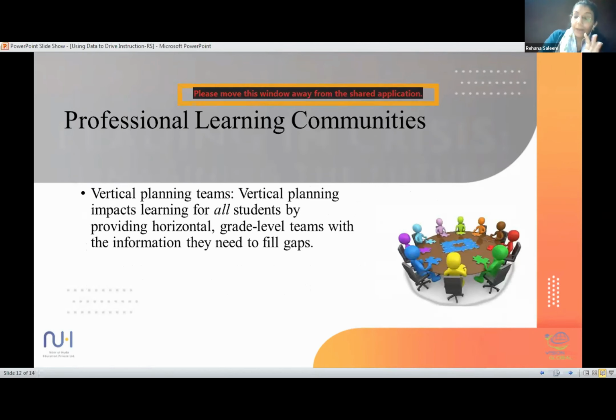Okay, professional learning communities. For any school to function, not properly but effectively, it is important to have learning communities. But what is the purpose of learning communities? The purpose of learning communities is to sit together and discuss. But who is going to sit together, right? Teachers from grade 1 till O levels sit together and discuss the vertical planning. So if we are starting in grade 1, how are we moving on till grade 10?